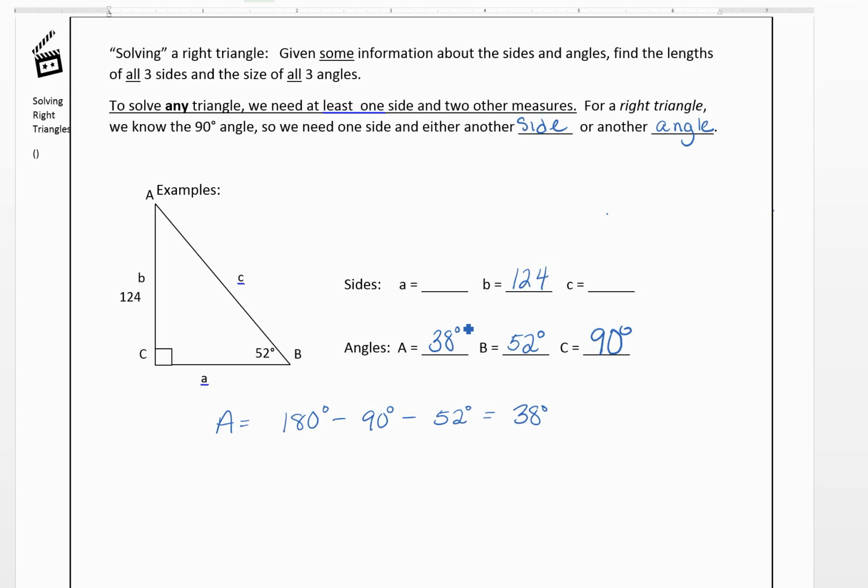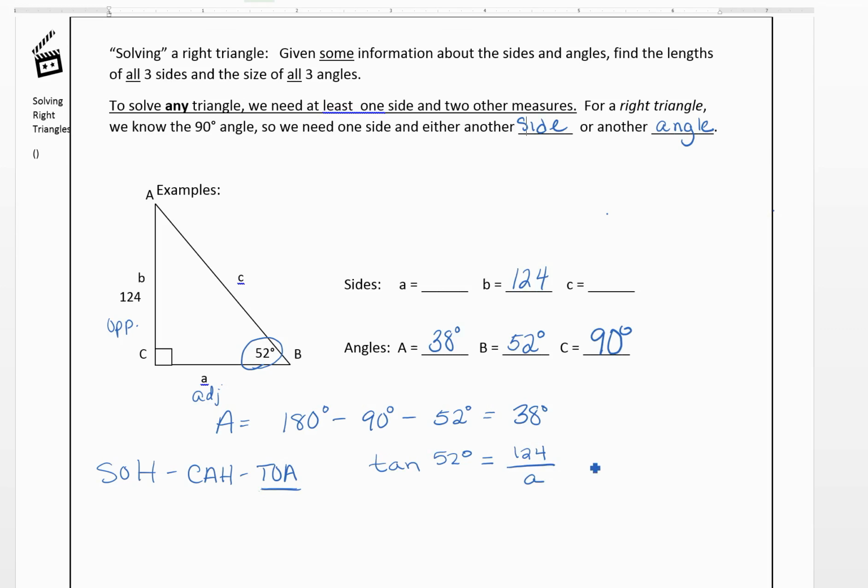So let's start with side a, and we're going to use the 52 degrees. Now, if we look at side a, that's the adjacent to 52. And the other side that we know anything about is the opposite. So we need to think which trig function, so if we use SOHCAHTOA, which trig function uses opposite and adjacent? Well, that's tangent. So we're going to say tangent of 52 degrees equals opposite, which is 124, over adjacent, which is our a. Okay, and now we're going to solve for a.